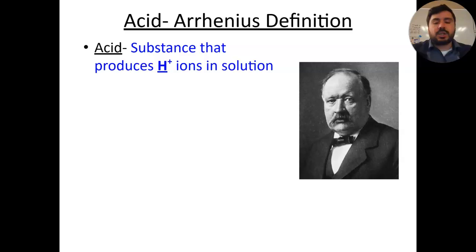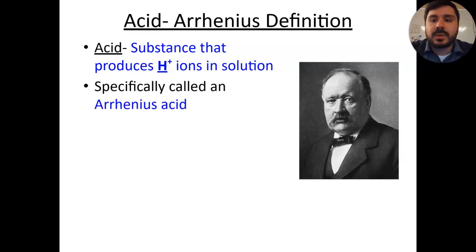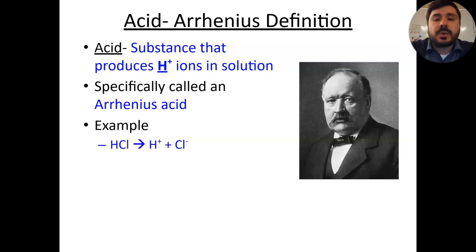And the Arrhenius definition for an acid is a substance that produces H plus ions in solution. H plus ions in solution. And again, this is specifically called an Arrhenius acid. So for example, something like HCl. Now, this is a substance, HCl, also known as hydrochloric acid, that we have utilized in the past, several times actually, in the lab environment, HCl being hydrochloric acid again.